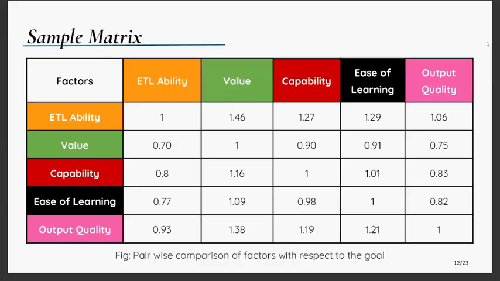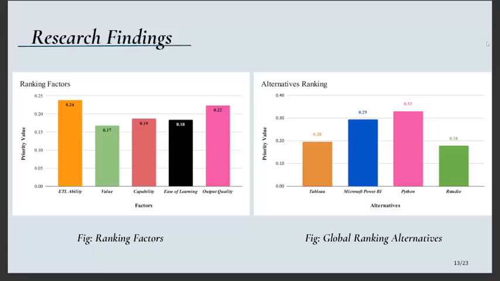So this is our sample matrix, and this is a pairwise comparison of factors with respect to our goal of finding the best data analytical tool. And this is the major result of our research findings. At first, the most important factor that Nepalese data analysts consider was ETL ability, followed closely by output quality, and then capability, and then ease of learning, and finally value. And the highest ranked software among the 4 previously mentioned was Python, followed closely by Microsoft Power BI, then TableView, and then RStudio.